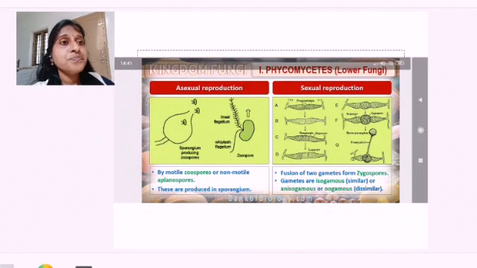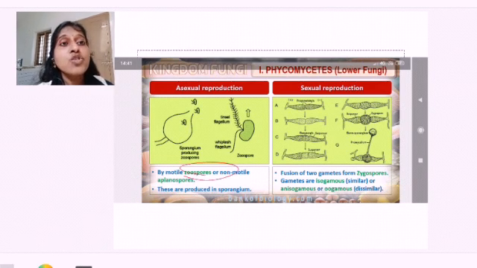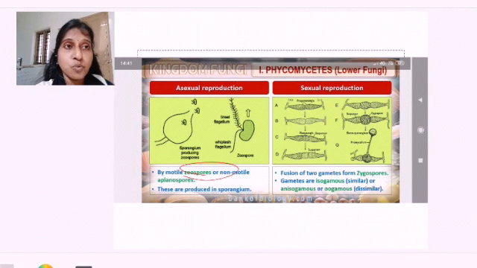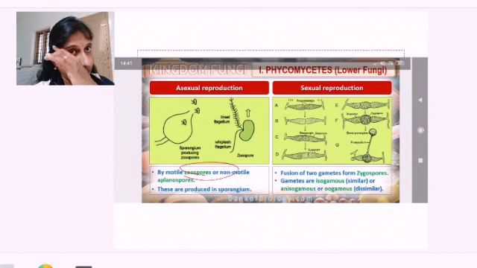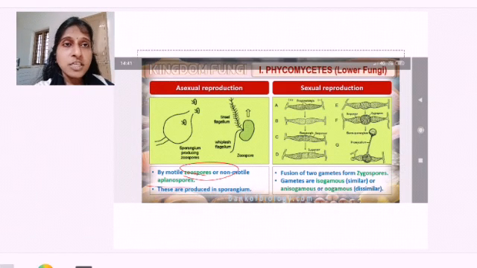Just go through them. Now, Phycomycetes undergo asexual reproduction by forming what? Motile zoospores. They form zoospores. Clear? Or if non-motile in nature, asexual reproduction takes place by another type of spores called what? Aplanospores. Just learn the names.